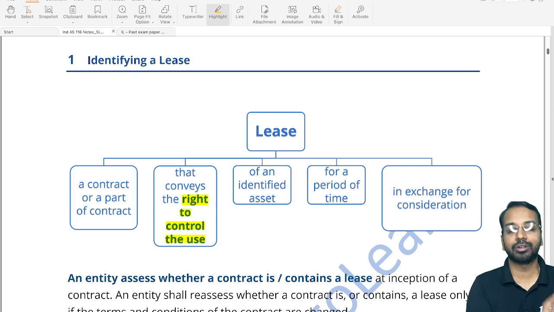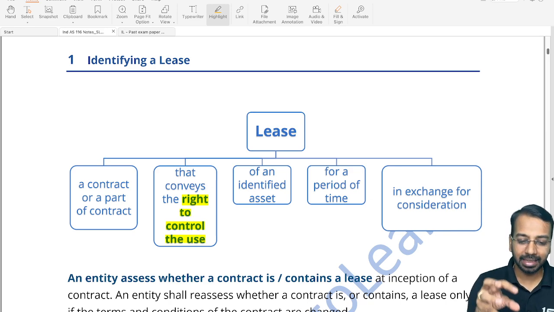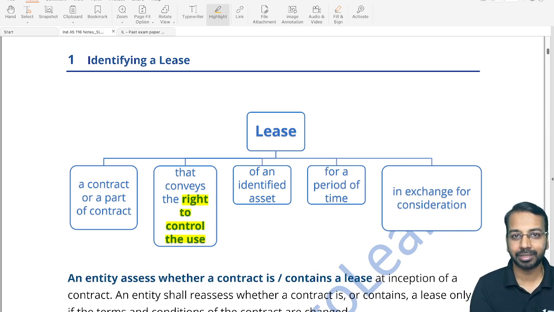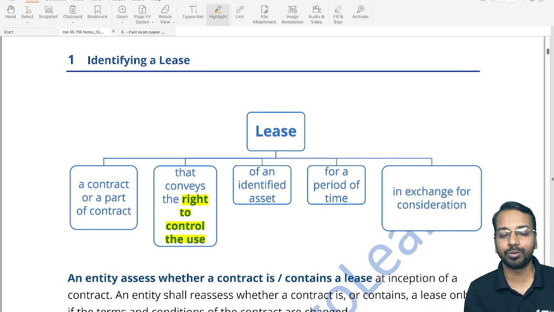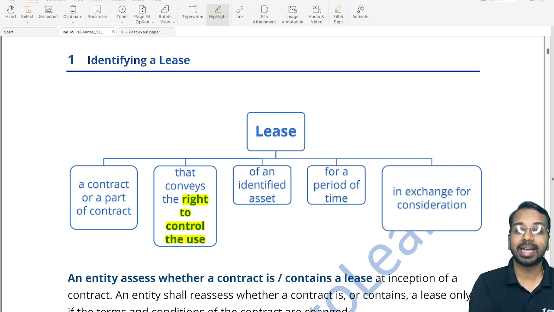Sir, what is the meaning of this control to use? To control the use means I can decide in that building, within the given parameters, within the given requirements of the contract, how will I use the asset? If I have that right, how to use the asset, for what purpose to use that asset, or I may think that I will not even use that asset, whatever it is, that is called right to control the use. So the lessee, the user, has the right to control the use. How and for what purpose is decided by the lessee.